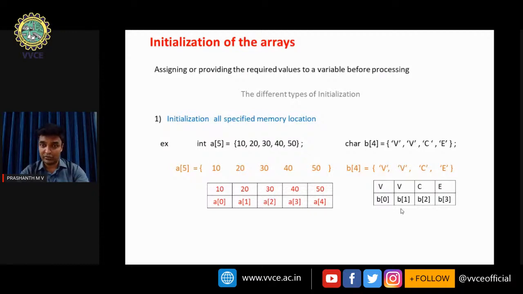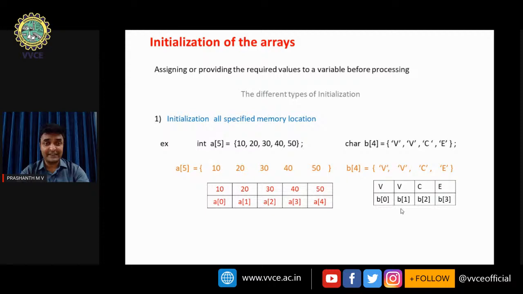So here I want to store the 4 characters V, V, C, E. Then I represent each one with single quotes. So I consumed all the 4 memory locations, which will be stored in your array like that. B0 position will be acquired by the first V, then B1 position will be acquired by the second V, then B2 will be C, and B3 will be E.